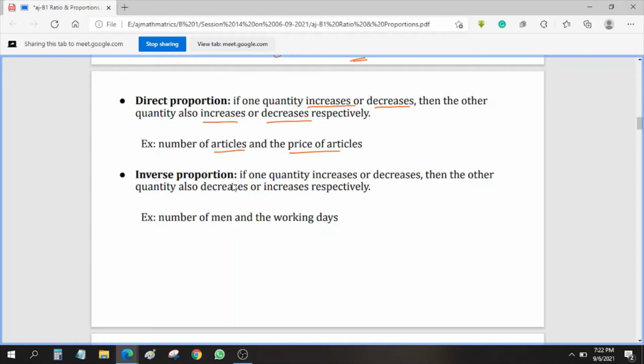Now when it comes to inverse proportion, if one quantity increases, the other quantity decreases. If one decreases, the other increases. That is what we call inverse proportion. The example for that is the number of men and the number of working days. If men are increasing, obviously their working days are decreasing. And if you increase the speed, the time to reach the destination will decrease, right? That is how we need to remember.